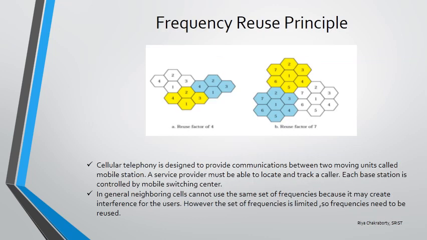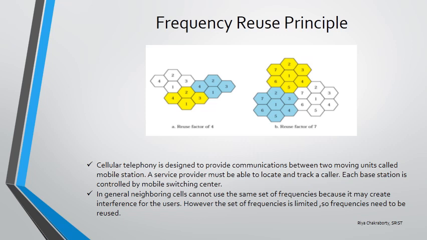So what is the frequency reuse principle? In general, neighboring cells cannot use the same set of frequencies for communication because it may create interference for the users located near the cell boundaries. However, the set of frequencies available is limited. So frequencies need to be reused because the availability is limited.